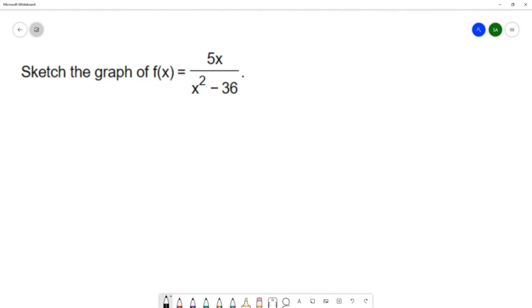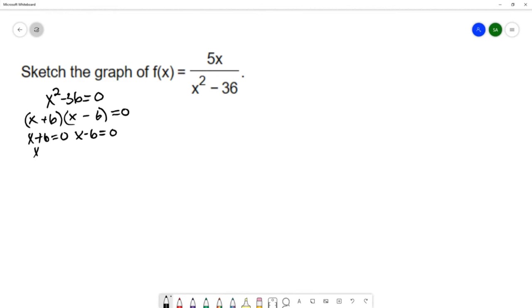So I'm going to start by setting the denominator x squared minus 36 equal to 0, and I'll solve. I can solve this by factoring. It factors to be x and x, 6 and 6 with a plus and a minus. This is a difference of squares. And then we'll use the zero product property and set each factor equal to 0.